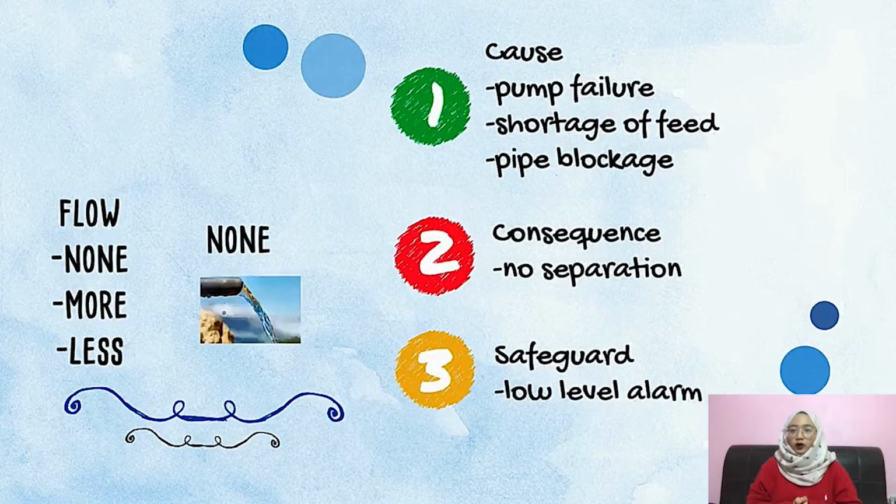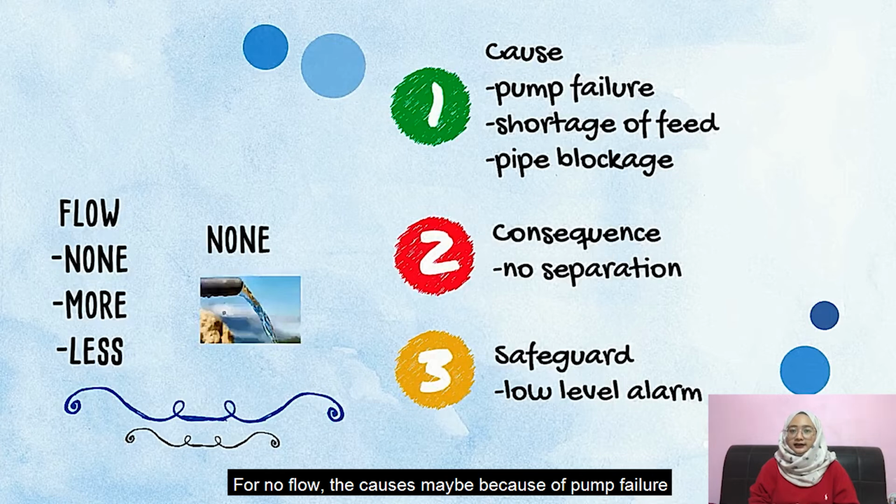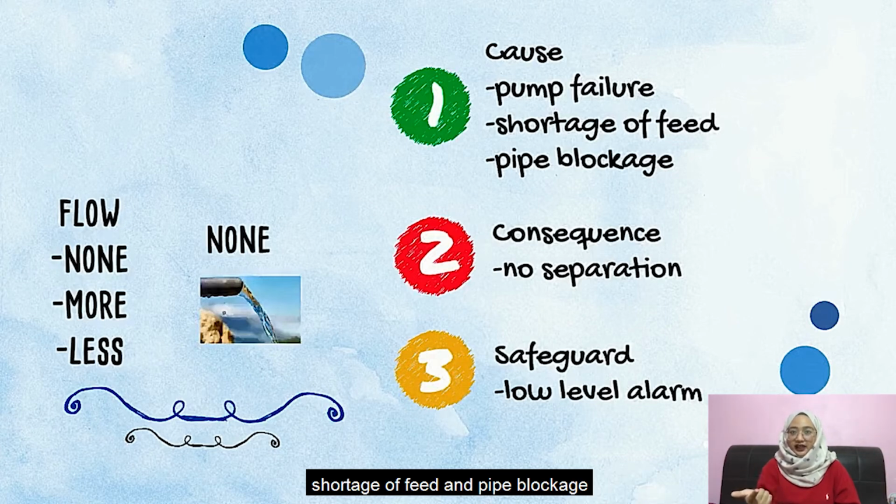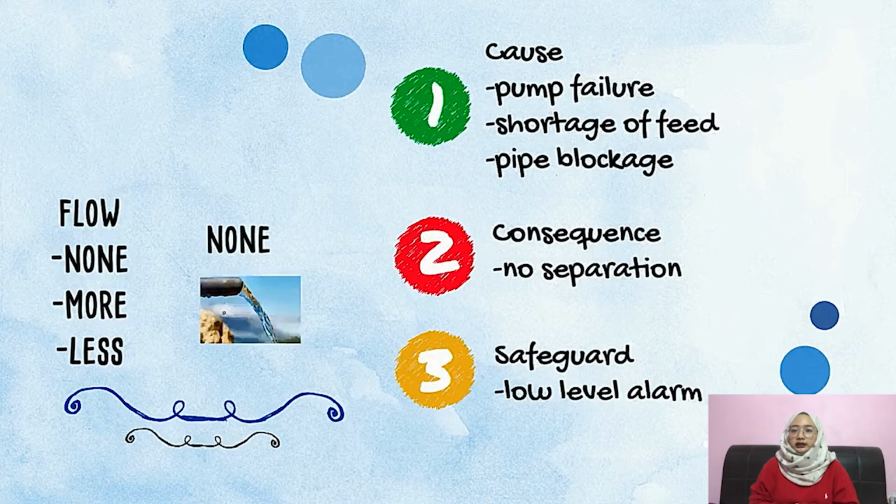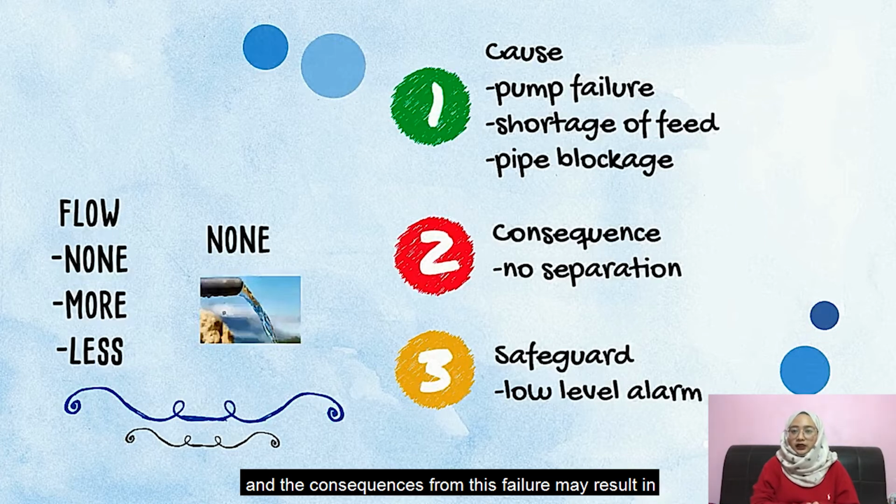For no flow, the causes may be pump failure, shortage of feed, and pipe blockage, and the consequences from this failure may result in no separation of ethanol and water, since there is no flow of the feed into the distillation column. So, one of the actions to be taken is to install a low-level alarm.